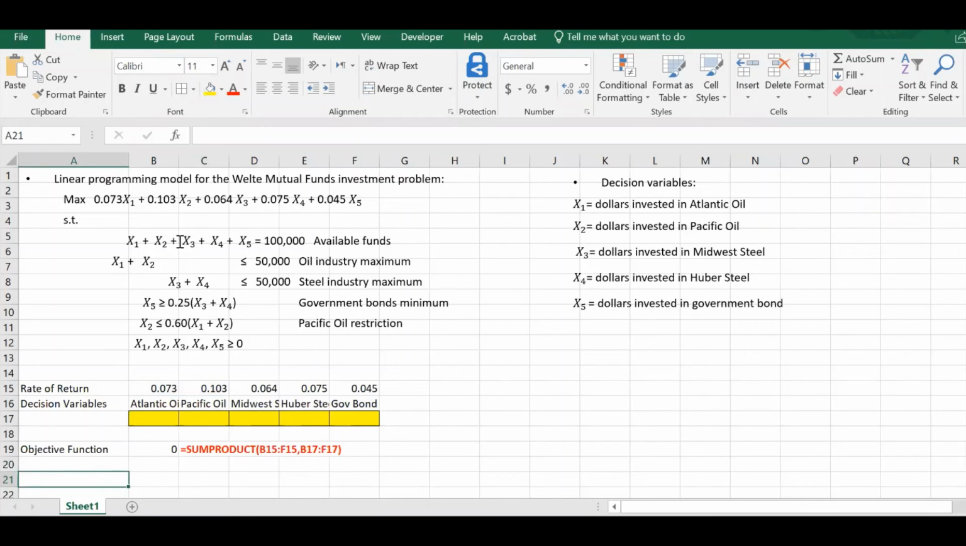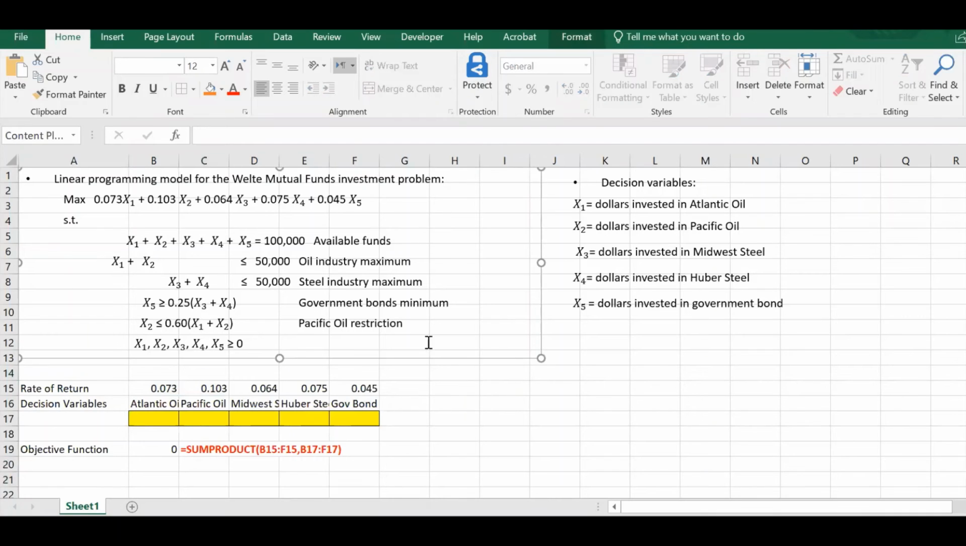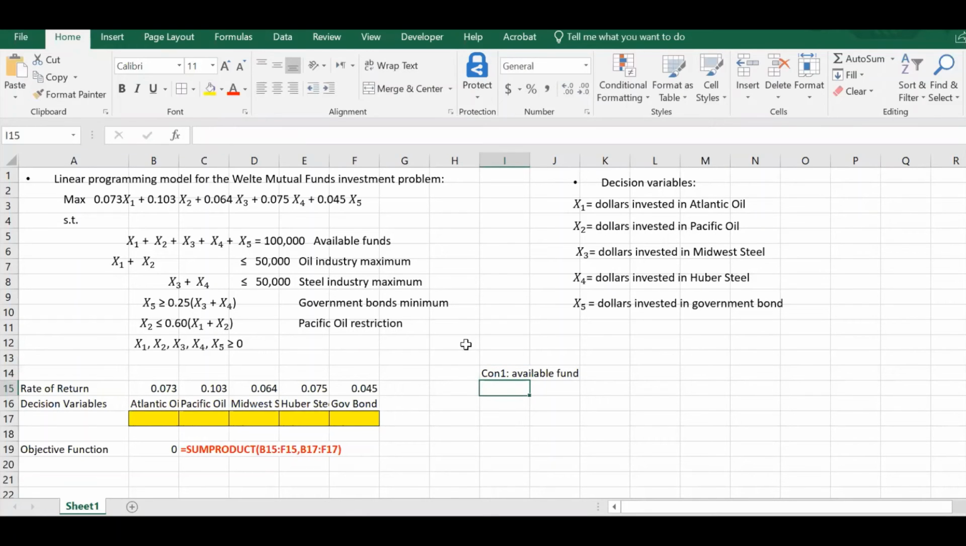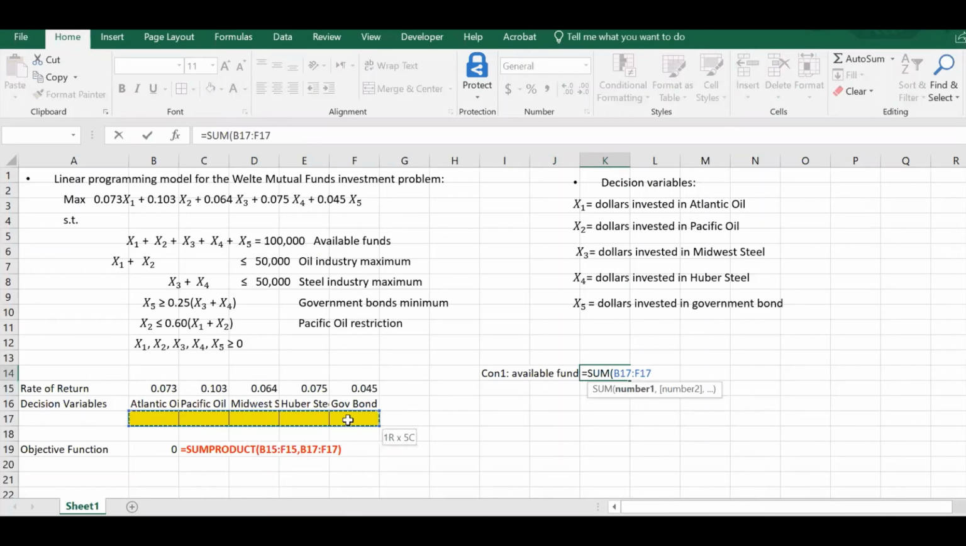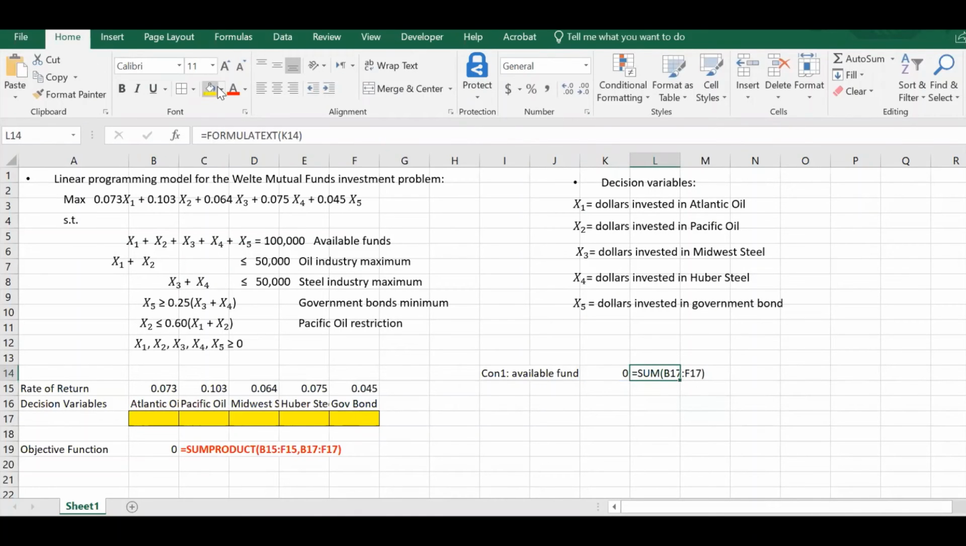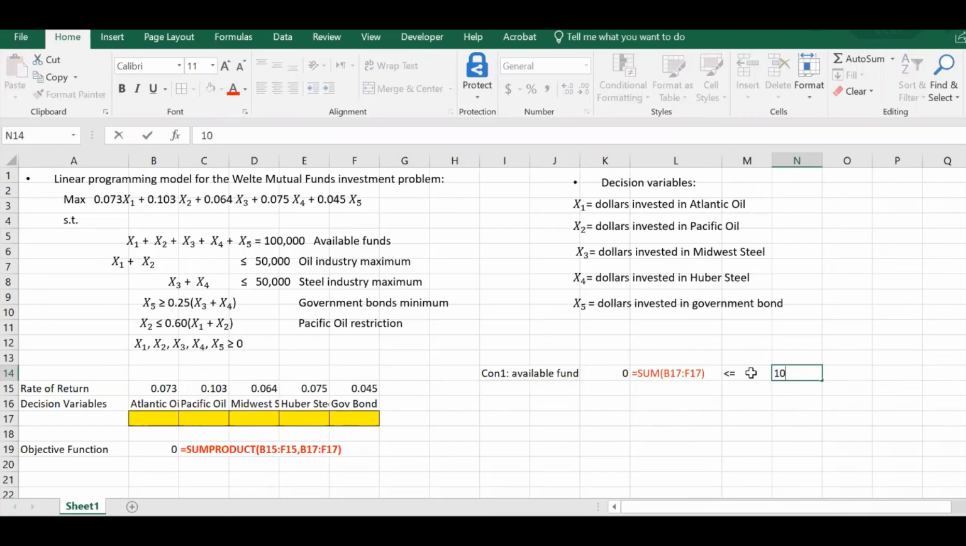Okay, so now we need to get to the constraints. For each constraint, we need to have a left-hand side and a right-hand side. So constraint one, I just call it budget or available fund. I put the left-hand side here. The left-hand side is the total money that is being invested, which is the sum of all these decision variables, and that should be less than or equal to 100,000, which is our budget.